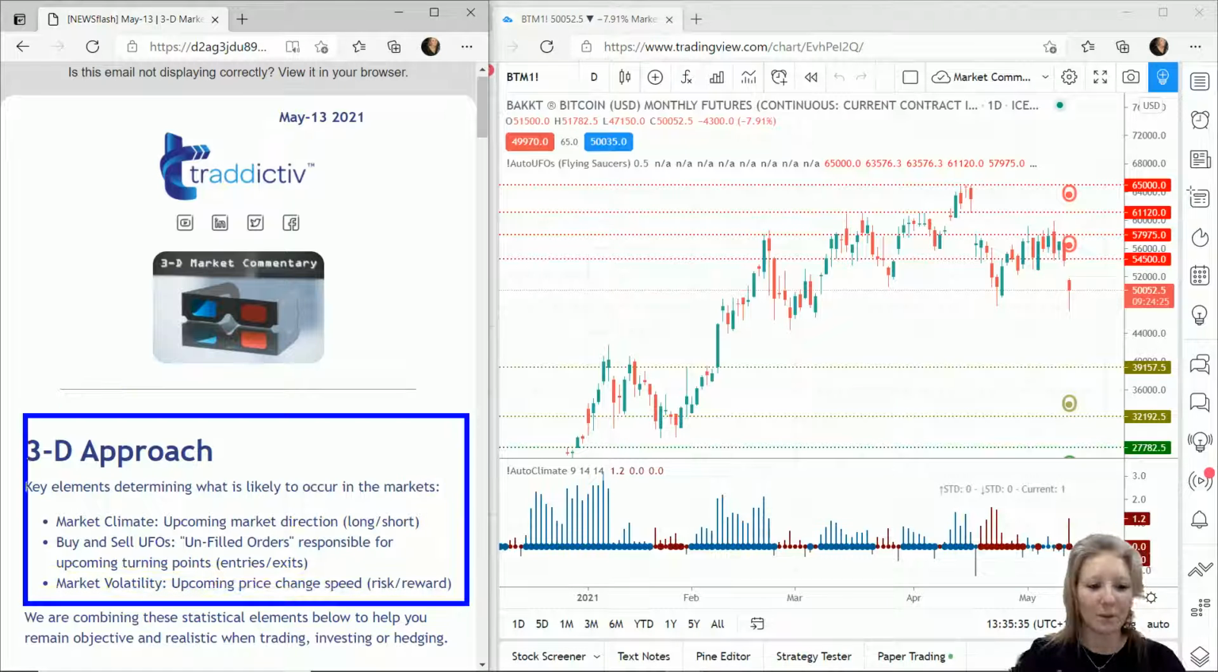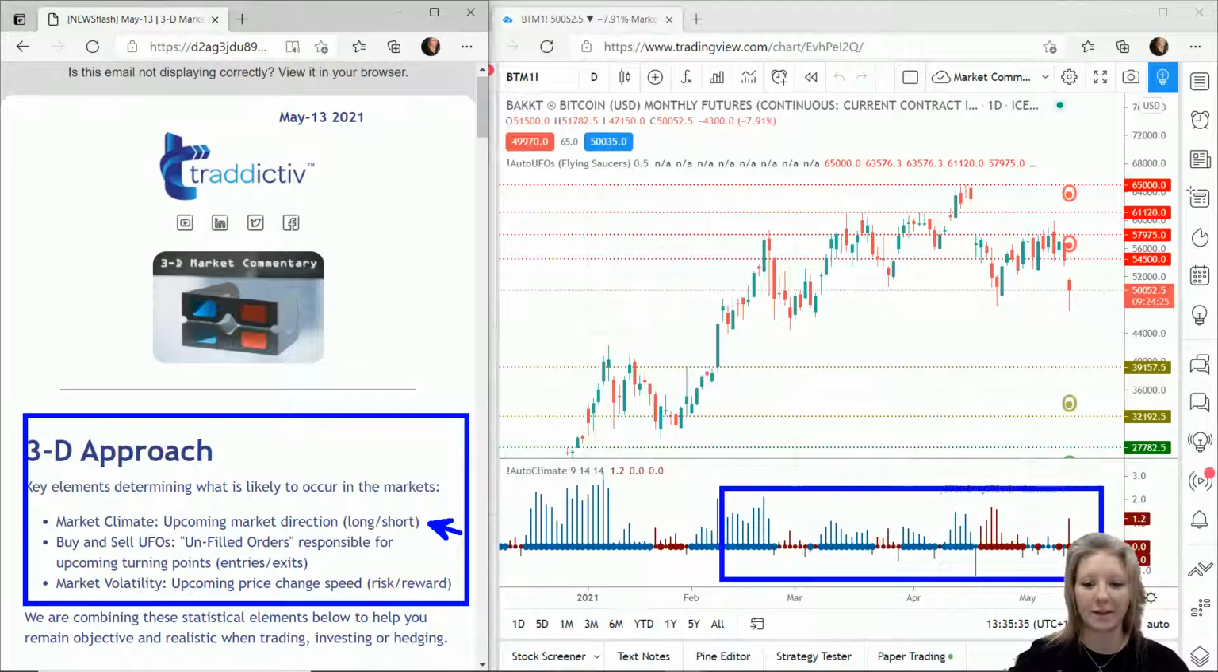So first things first, we want to look at upcoming market direction. Is it going up? Is it going down? Should we buy? Should we sell? Should we go long? Should we go short? Or maybe we should do nothing at all. Now we use market climate, auto climate, to help us figure that out. That's this.